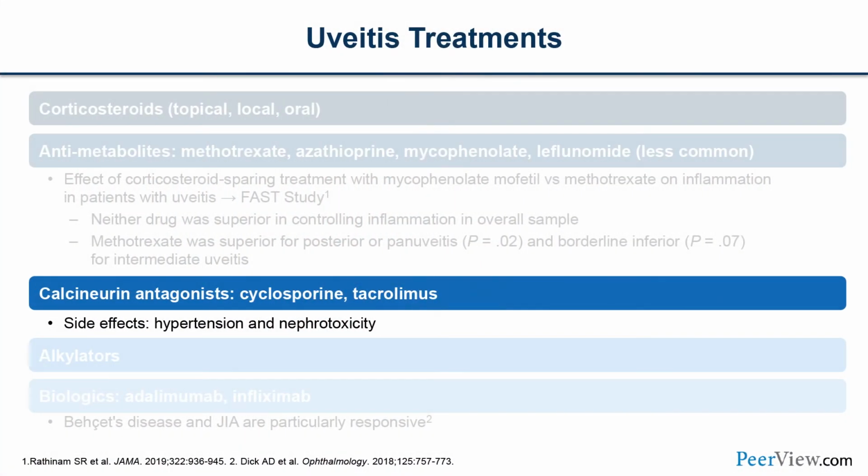We can't. When I started doing this in 1985, cyclosporin was often the first drug which we would choose. It's a calcineurin antagonist, and now there's a more modern version that also attacks the same pathway called tacrolimus.